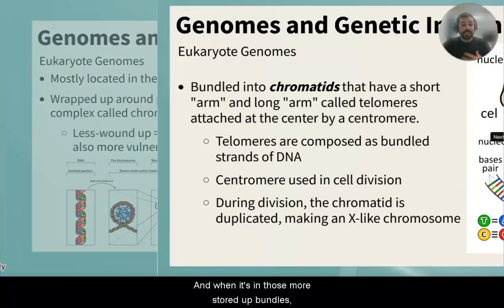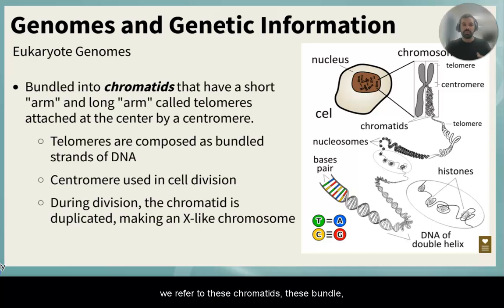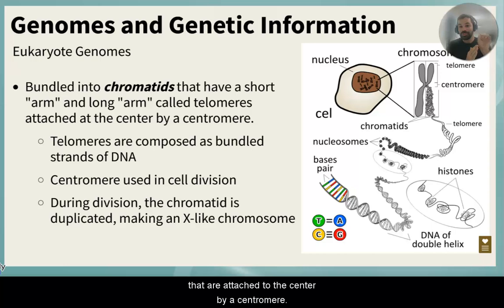And when it's in those more stored up bundles, we refer to these chromatids, these sticks, these arms, each of which are called a telomere, that are attached to the center by a centromere. So these are different regions of the DNA. This is all still one chromatid, all still one big DNA molecule that is just bundled up very tightly with the help of all these proteins. Think of those histones, those proteins, as sort of wrapping thread around a spool in order to make it more tightly compact and organized.